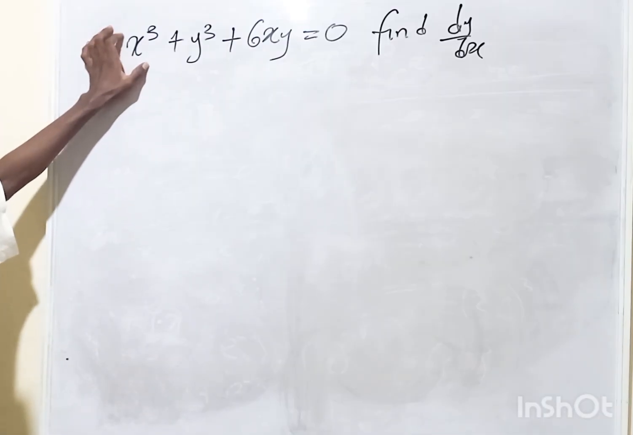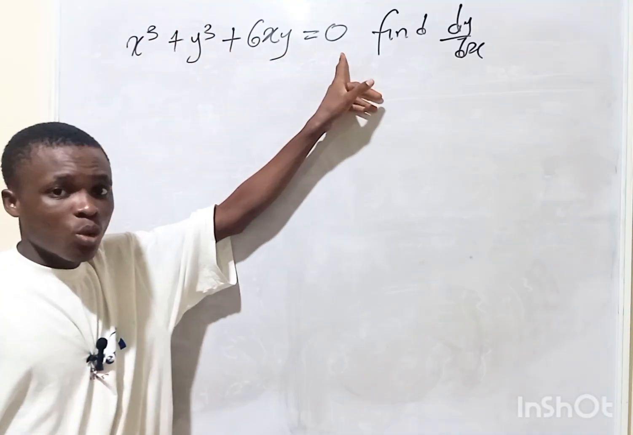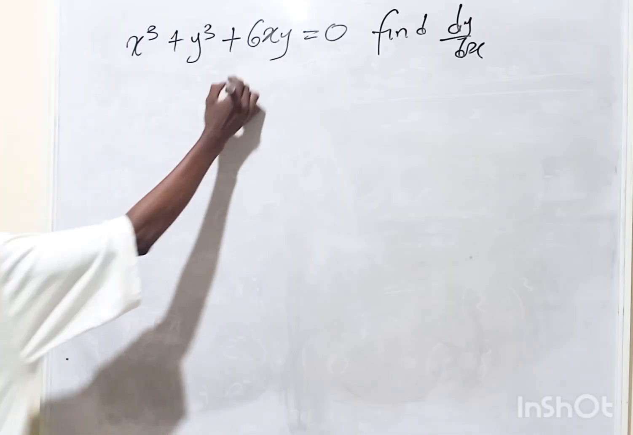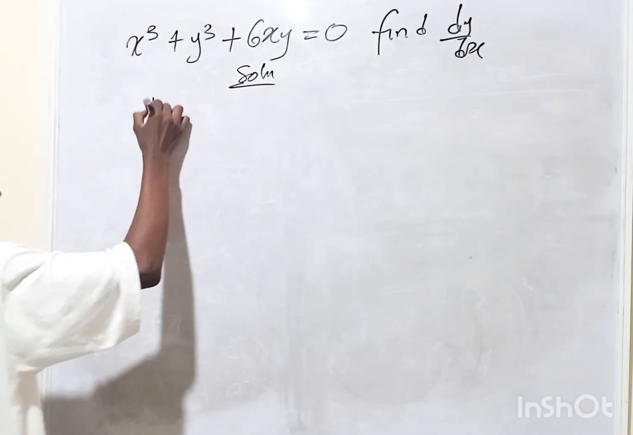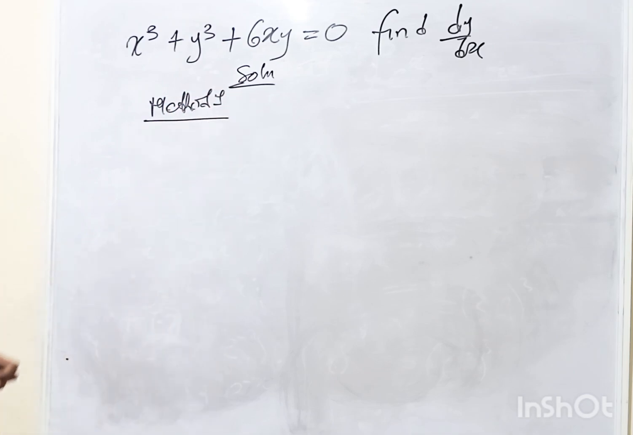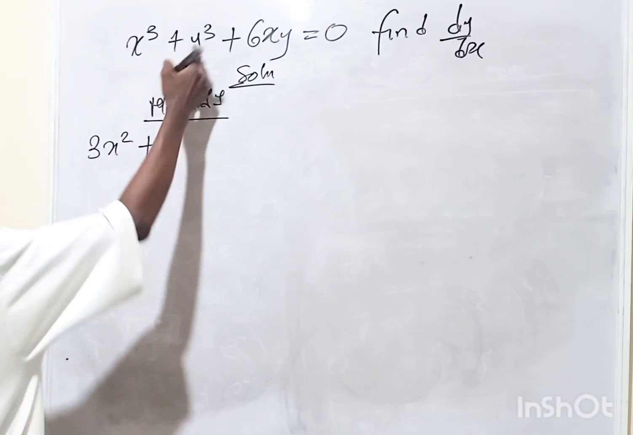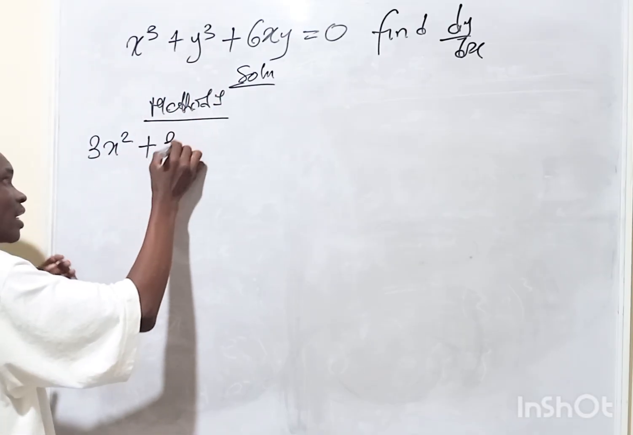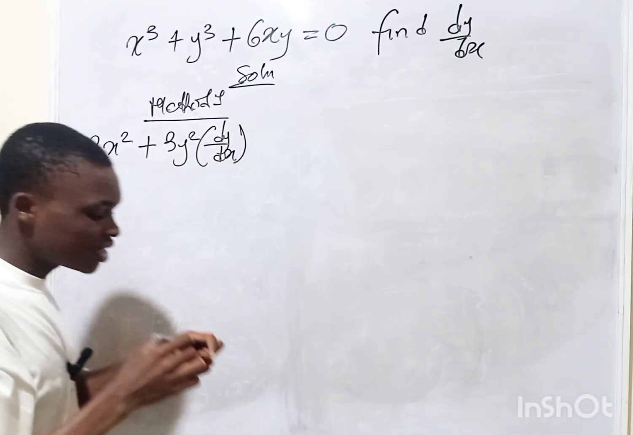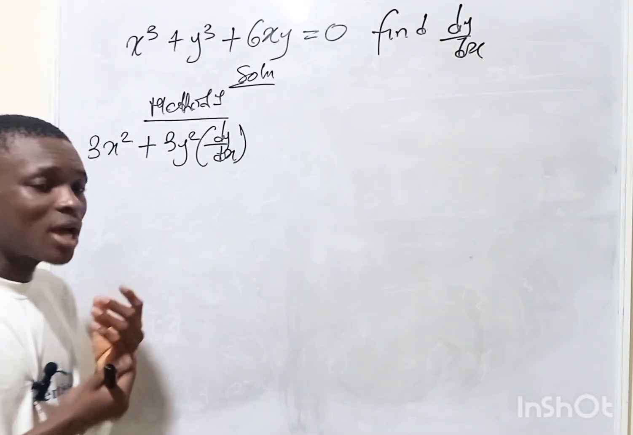So from here, if we differentiate x cubed plus y cubed plus 6xy, this equals 0. So we have to find dy dx. So if we differentiate x cubed here, I'll use two methods. So this is method 1. If we differentiate x cubed, we know that this is 3x squared plus, if we differentiate y cubed, we know that this is 3y squared. Then you add the dy over dx because we are differentiating with respect to y. Whenever we are differentiating with respect to y in implicit differentiation, we add dy dx.